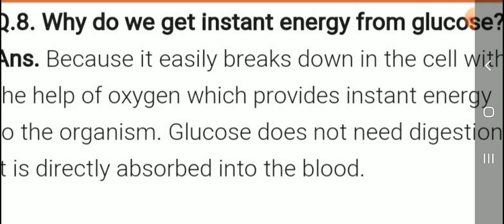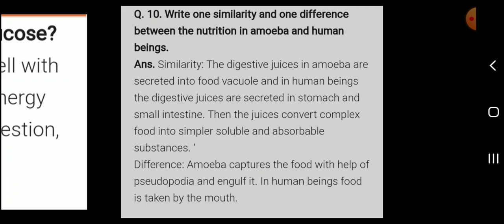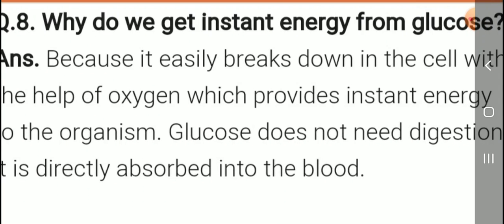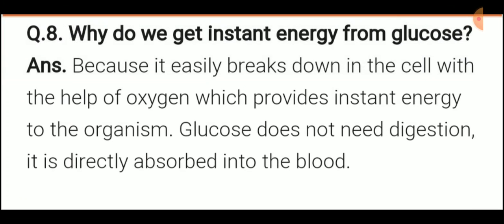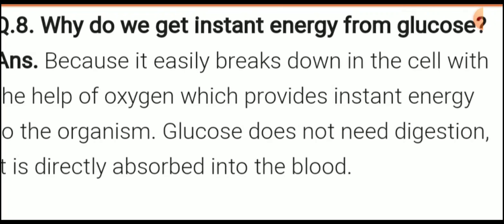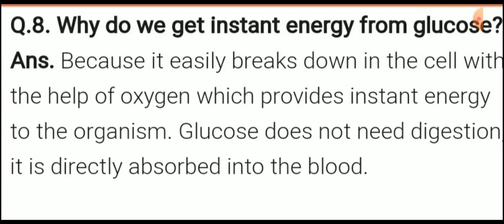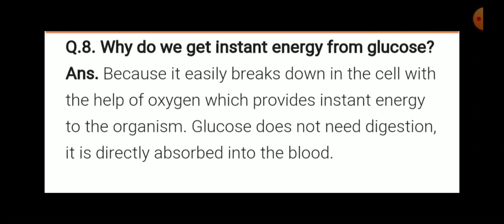Okay. Then, why do we get instant energy from glucose? Because it easily breaks down in the cell with the help of oxygen, which provides instant energy to the organism. Glucose does not need digestion. It is directly absorbed into the blood.